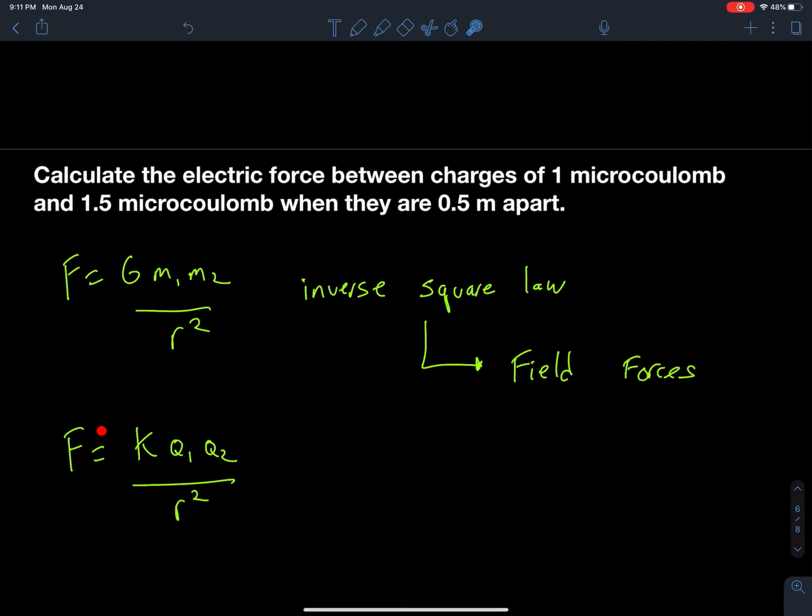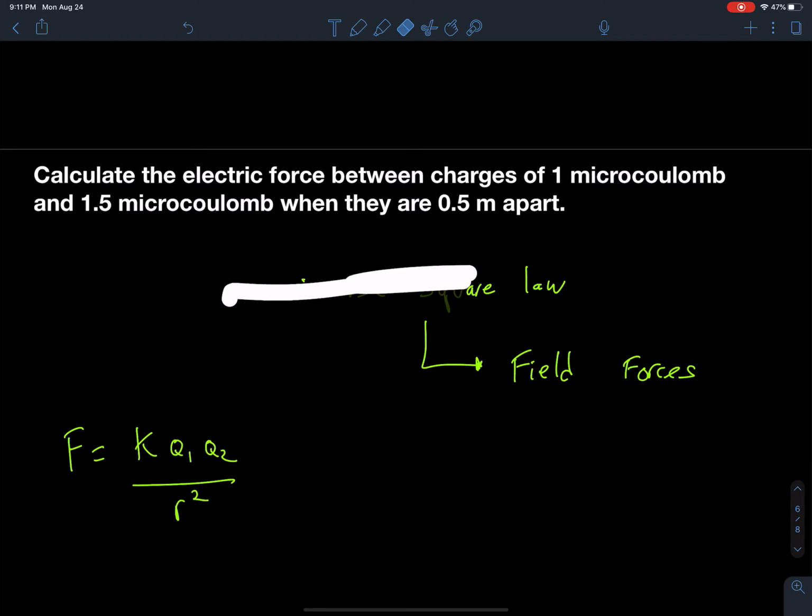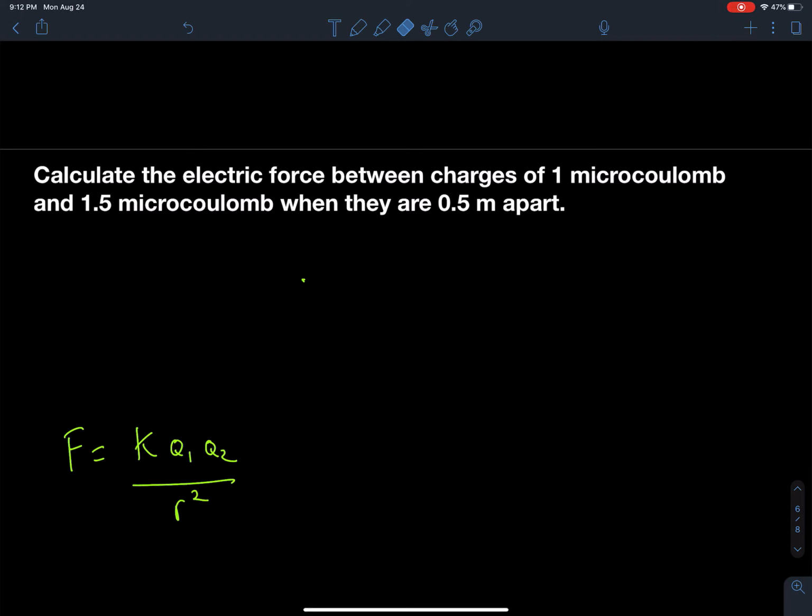It acts over a distance. Therefore, the force is inversely proportional to the distance squared between the objects, which is called the inverse square law, and it's a field as well. Very similar equation, which is very interesting for learning physics, that 2 different things have almost exactly the same equation. Now I'm just going to erase gravity, and we're just going to focus on Coulomb's law.